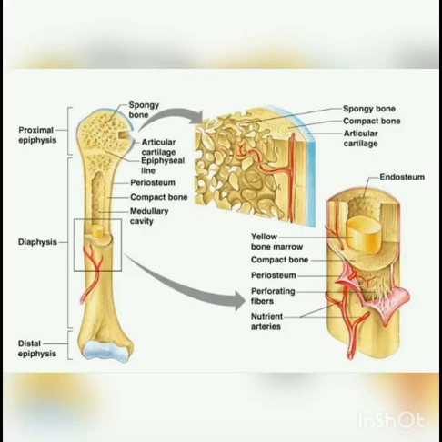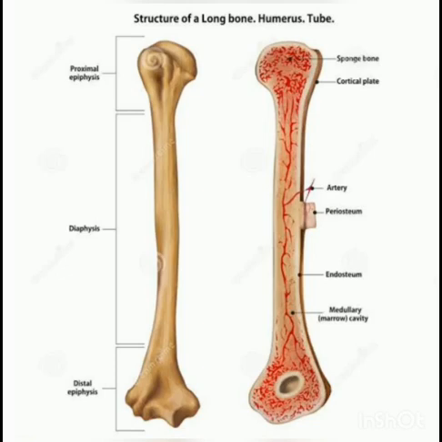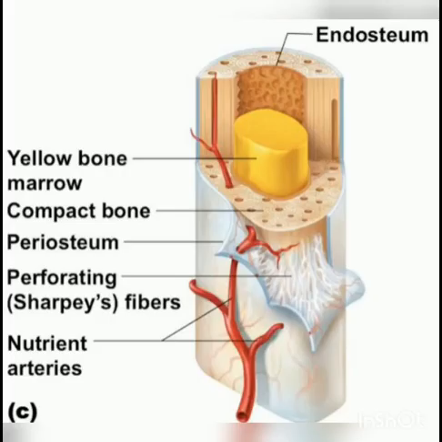The epiphyses are the bone ends. Compact bone forms the exterior of the epiphysis and the interior contains spongy bone with red marrow. The region where the diaphysis and epiphysis meet is called the metaphysis. The external surface of the entire bone, except the joint surface, is covered by a double-layered membrane called periosteum.